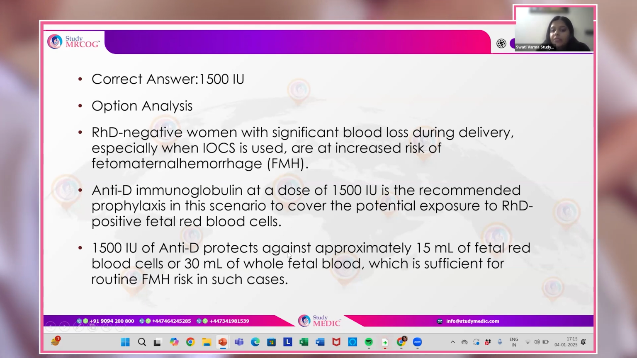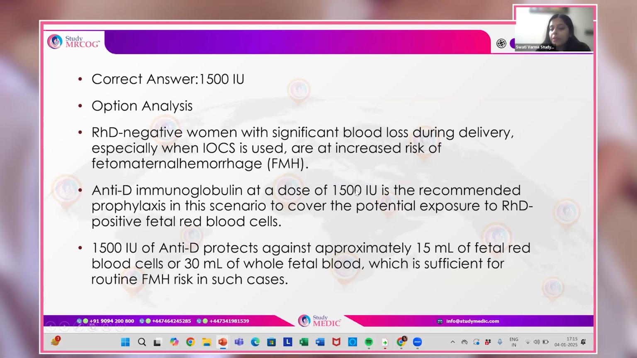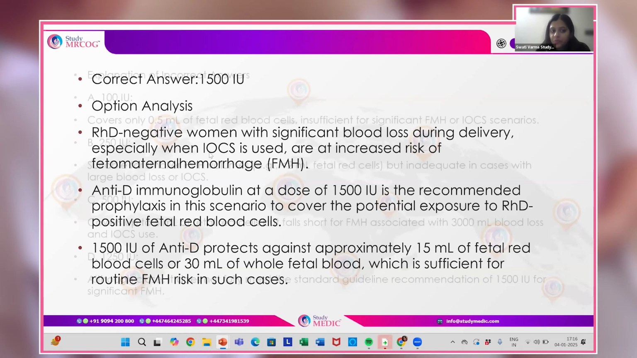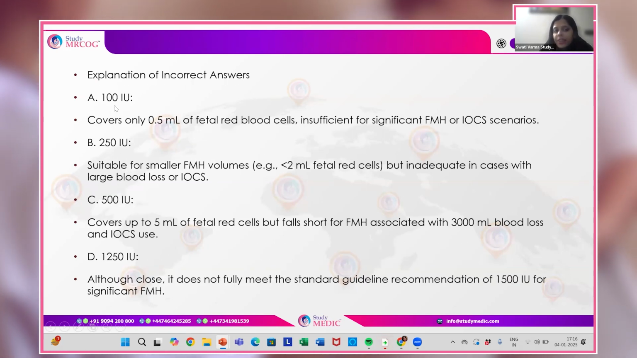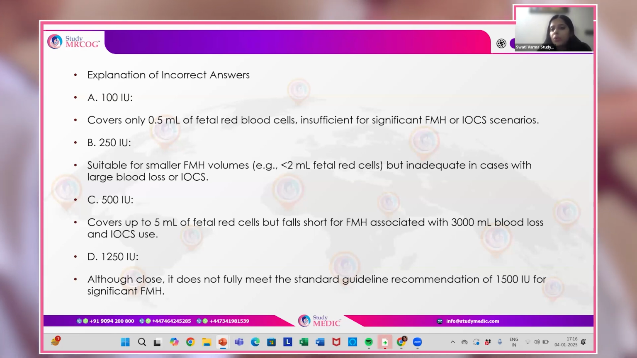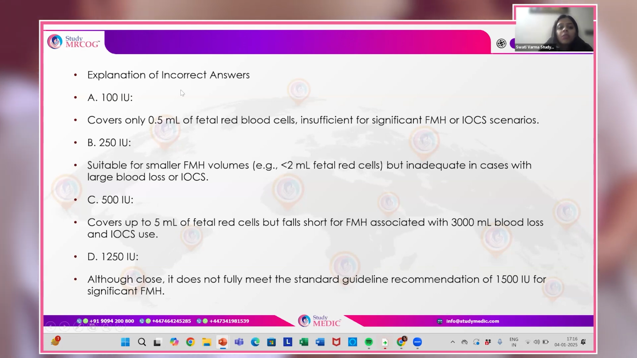Now 1500 will protect against approximately 15 ml of fetal red blood cells, or you can say 30 ml of whole fetal blood, which is sufficient for routine feto-maternal hemorrhage risk in cases of intraoperative cell salvage. So what if we look at other options? 100 international units, is it sufficient? It would just cover only about 0.5 ml of fetal RBCs. So this will be insufficient.